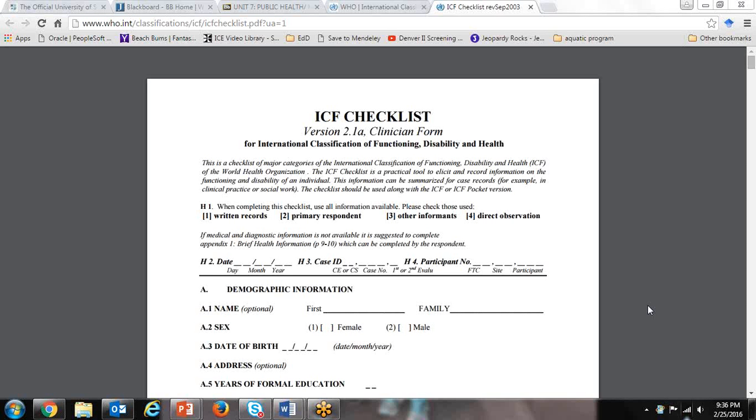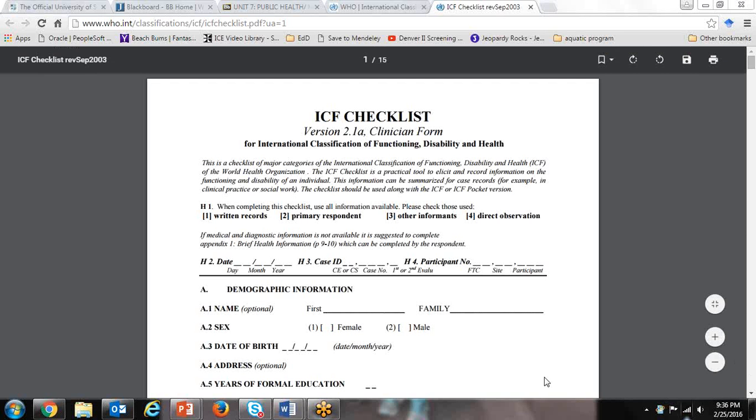All right, the ICF checklist is used in rehabilitation in both PT and OT as a way to collect information about clients and to establish a standard language for use internationally.